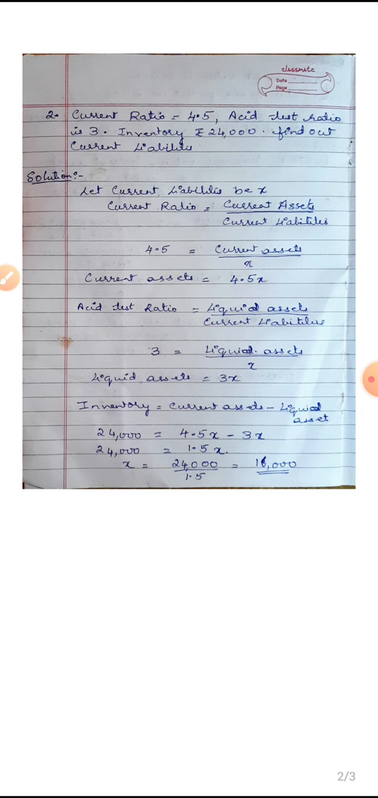So 24,000 is the inventory, so 24,000 is equal to 4.5X minus 3X, that is 1.5X. So X is equal to 24,000 divided by 1.5, you will get 16,000. So 16,000 is the value you will get as current liabilities. Okay, next problem we will move on.